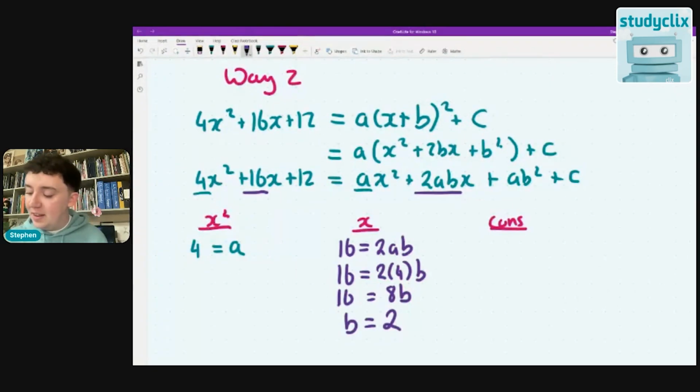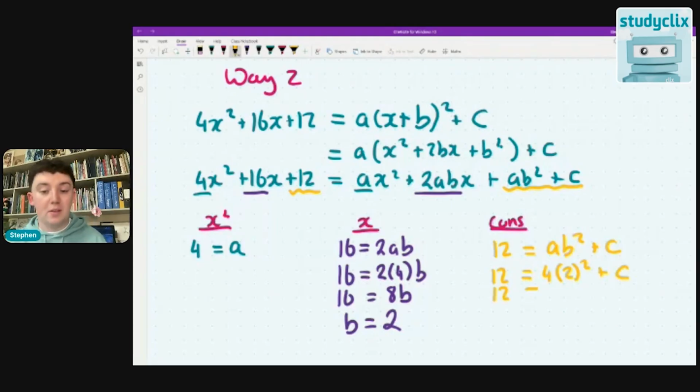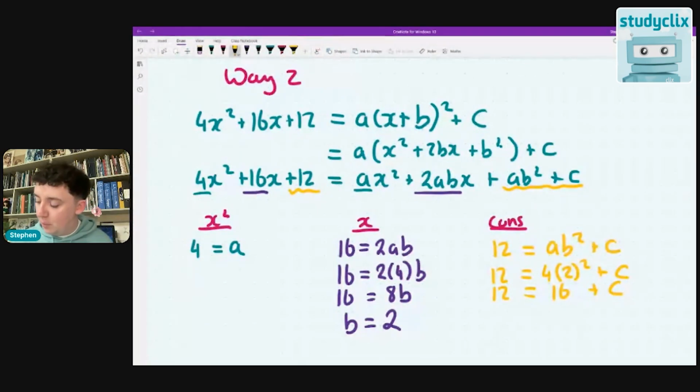And then finally, I'll think about the constants and say a constant has no x, so on the left-hand side, that's the 12, and the things without the x on the right are ab squared plus c. Now, we know a and we know b, so let's fire these numbers in. A is 4 and b is 2. That has to be squared, and that gives me c. And I get 12 equals 4 by 2 squared is 16 plus c. Now, if we want to isolate c on its own here, we'll subtract 16 from both sides to give me minus 4 equals c.